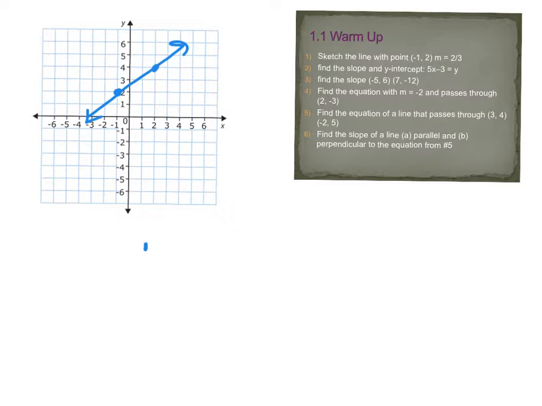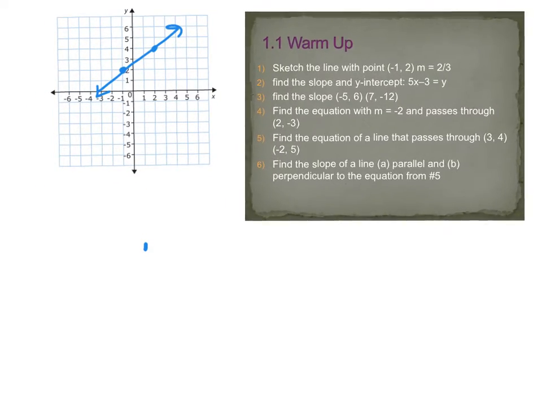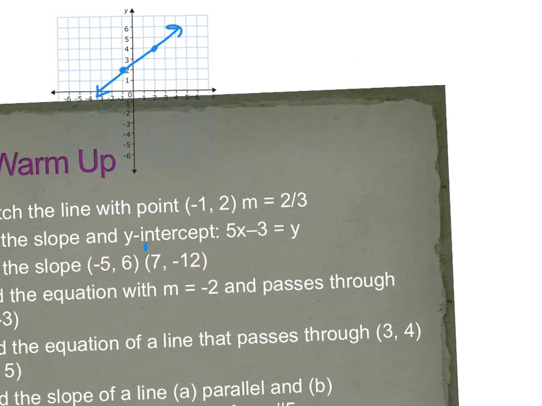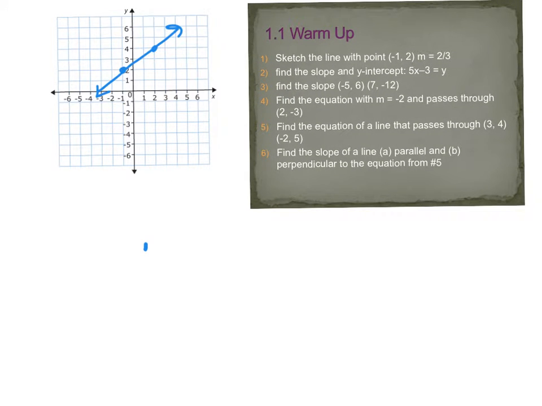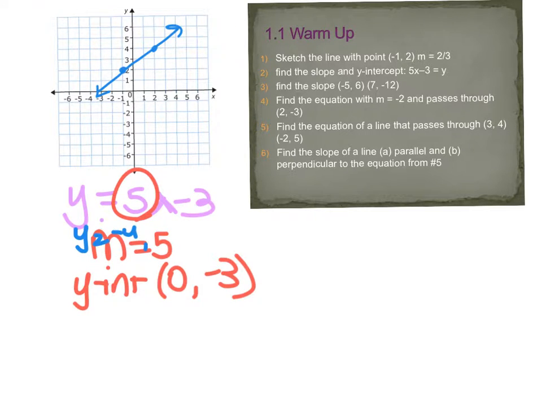All right, number 2 says find the slope and the y-intercept of 5x minus 3 equals y. So for this one, I'm going to solve it for y first. It's just in reverse order, that's all. It's already solved for y. Whatever's in front of the x is your slope. So m would be 5. And remember, the y-intercept you want to give me in point form.